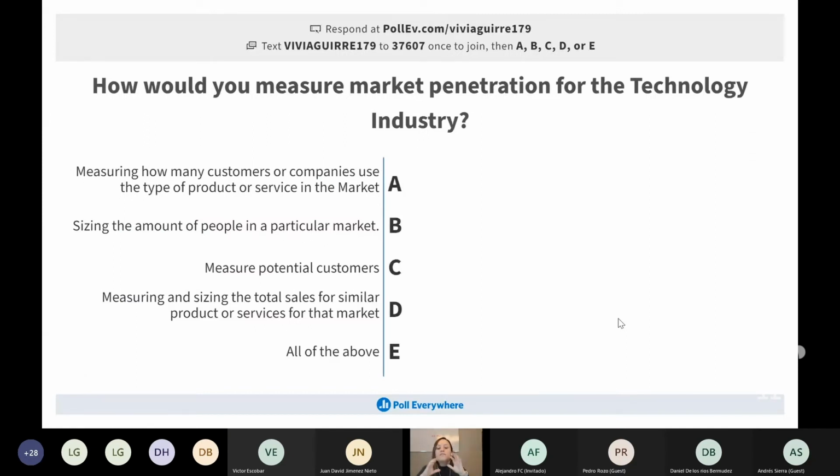And I want to do a little survey. So I want you to go on your cell phone and go to this website, polev.com/Viviaguirre179, and answer this question: how will you measure the market penetration for the technology industry? It will prompt you with the little survey, so you can answer and we can see what you think. What do you need to do to measure your market penetration?